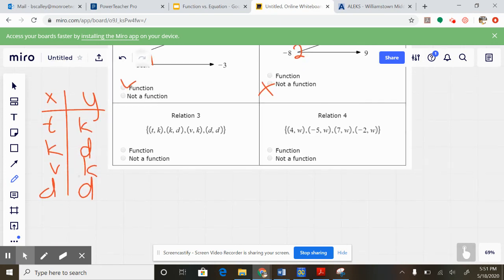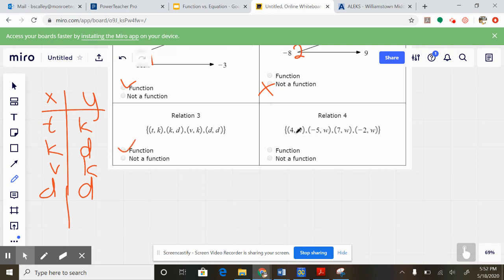Something that would make this fail is, say I kept this table going and I had like T, D. Well, that would make this fail because now I have a TK and a TD. So I'd have input T, I have two different options. But that wasn't the case. I did not have that last row. So this is a function.